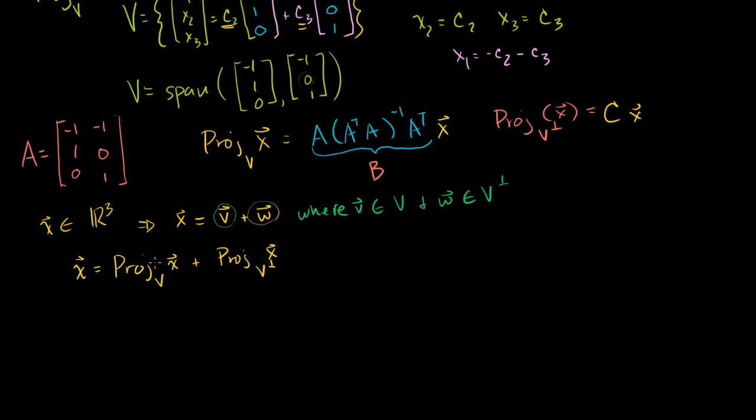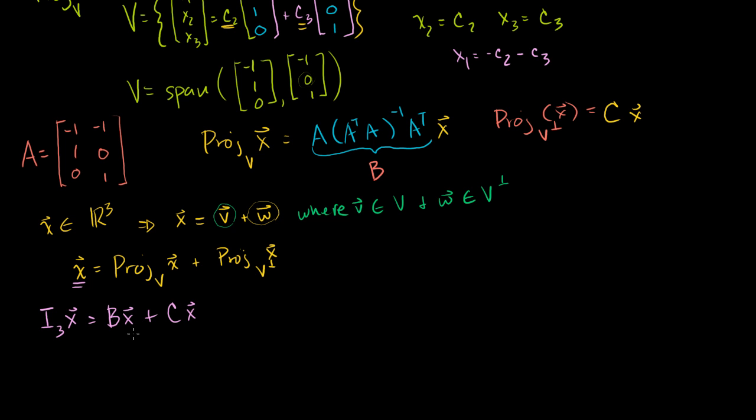So what are these going to be equal to? Well, x, if I want to write it as a linear transformation of x, I could just write it as the 3 by 3 identity matrix times x, right? That's the same thing as x. That's going to be equal to the projection of x onto V. Well, that's just the same thing as B times x. And then plus the projection of x onto V's orthogonal complement. Well, that's just C times x.